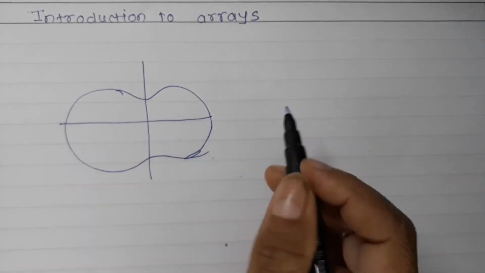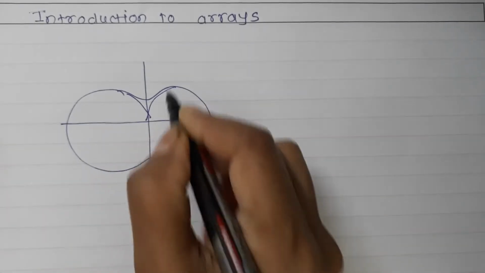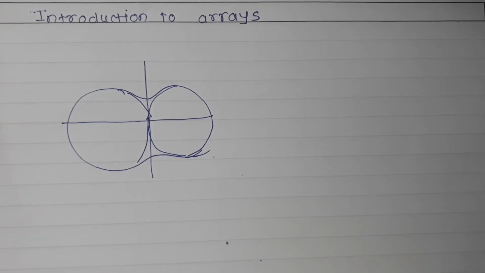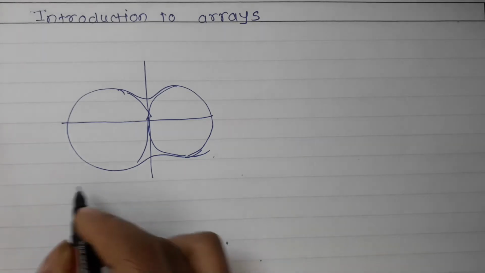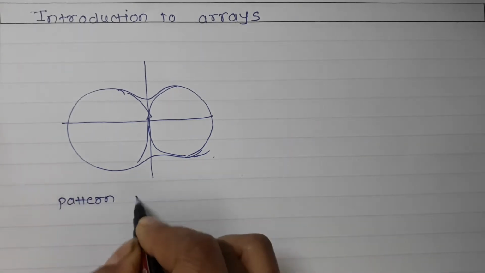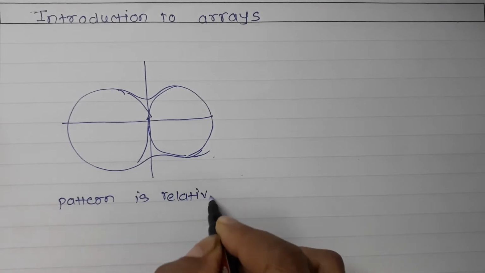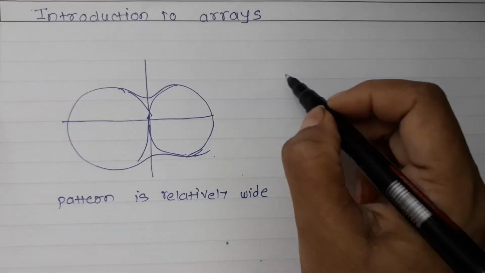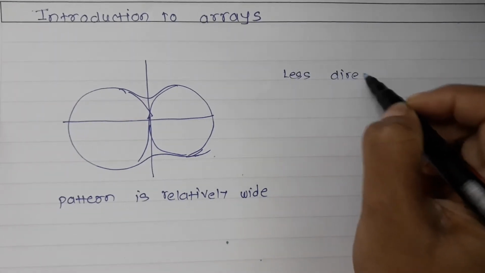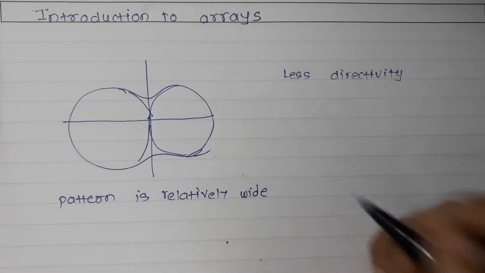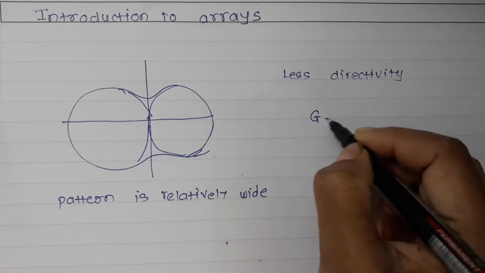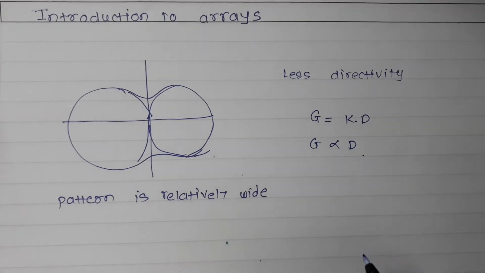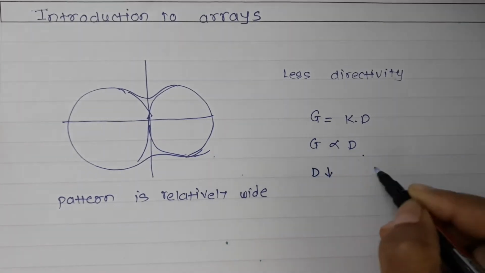So you can see this is nothing but the ideal radiation pattern for the half wave dipole. The pattern here is relatively wide, and as it has a relatively wide pattern, we are going to get less directivity with this kind of antenna. As we know, gain G is equal to K into D, so gain and directivity are directly proportional to each other. As your directivity will be less, your gain will be less.